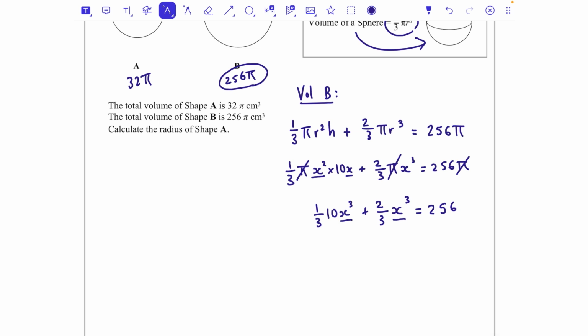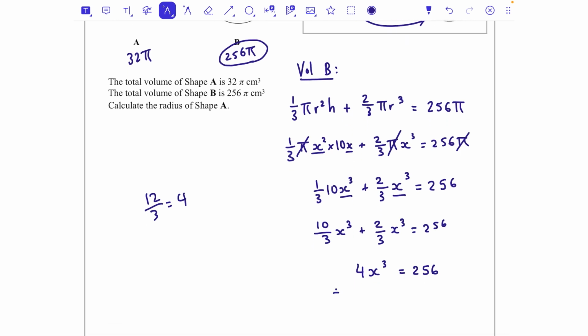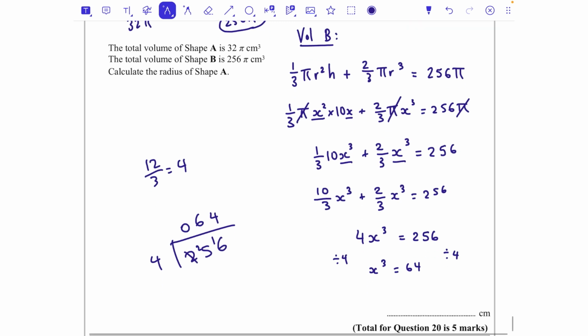1/3 of 10 could be easy for me to just put 10/3 there. And we're adding 2 more thirds. So altogether, I've got 12/3. And 12/3 is just the same as 4, 12 divided by 3. So 4x cubed is 256. And then we can divide both sides by 4. So let's use our bus stop method there. 256 divided by 4: 4 into 2 doesn't go. 4 into 25 goes 6 times, remainder 1, and 4 into 16 goes 4 times. So x cubed is 64, and if we cube root that, we get that x is 4.